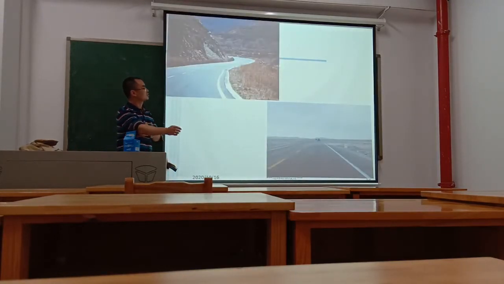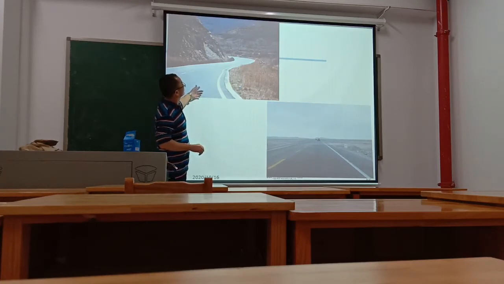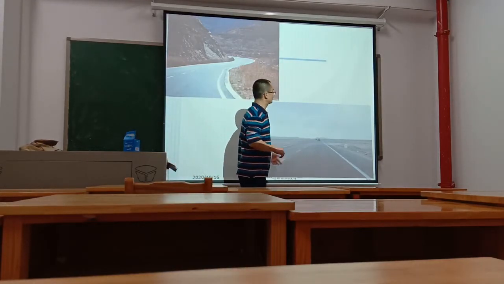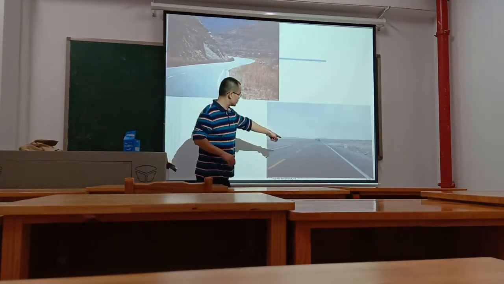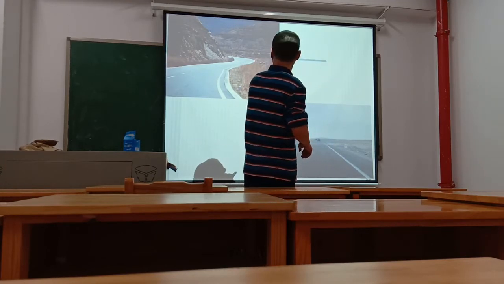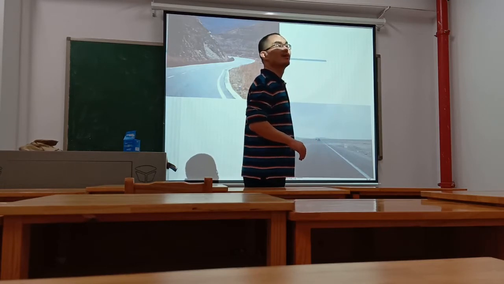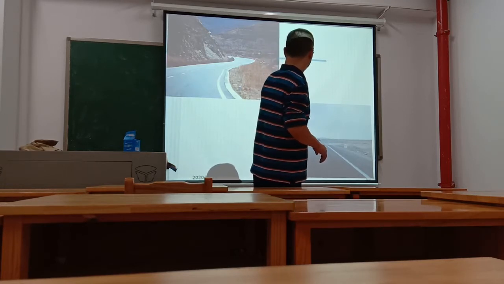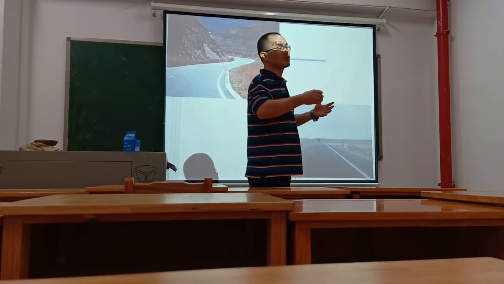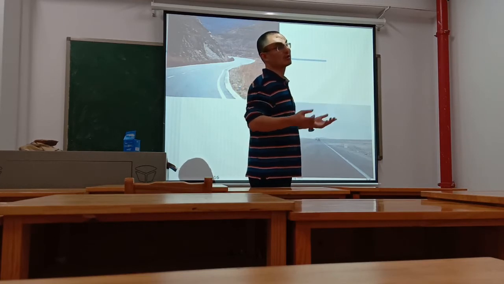Now this is tangent. On the plane, a straight line is tangent. Tangent is called a straight line, and a straight line is called tangent. Then the curve, is it a curvature?